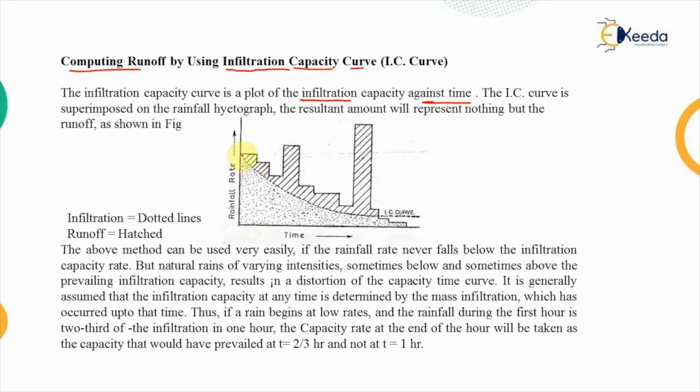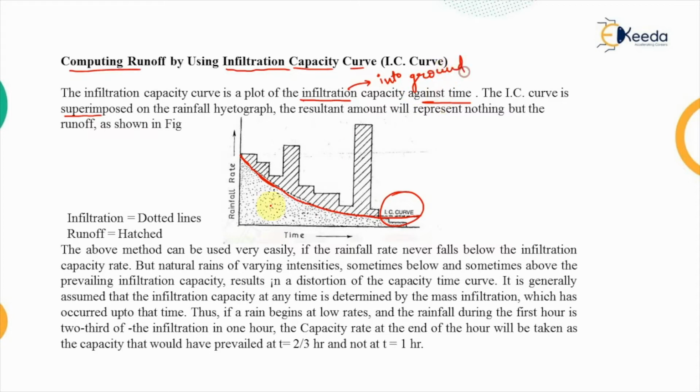So this graph, which is shown as decreasing between the rainfall rate and the time, is representing the infiltration capacity curve. This is the infiltration capacity curve, while the bar chart is representing the hydrograph. So what we do is superimpose this IC curve on the hydrograph, and the resultant amount represents the runoff, because this infiltration is the amount of water that is percolating into the ground.